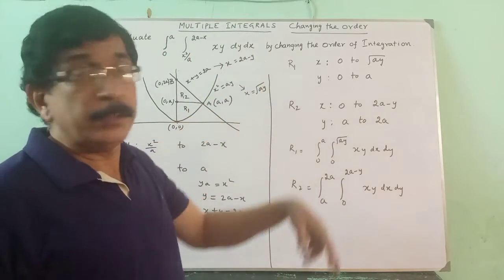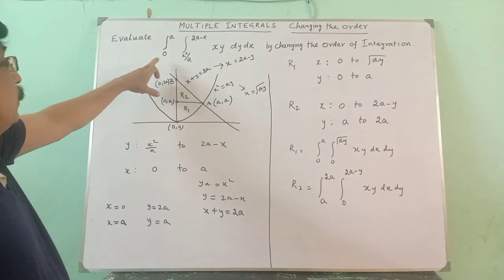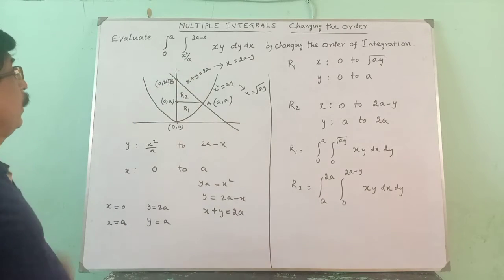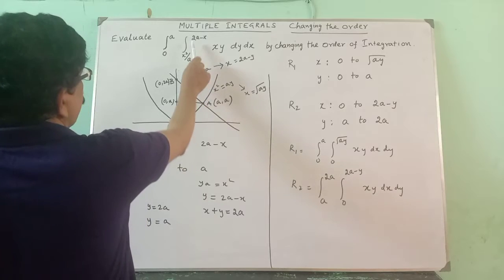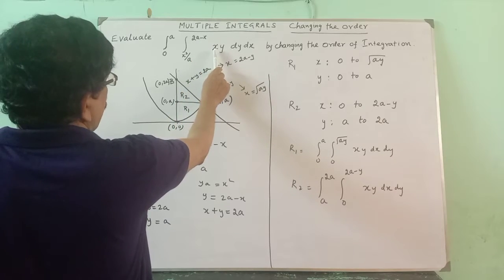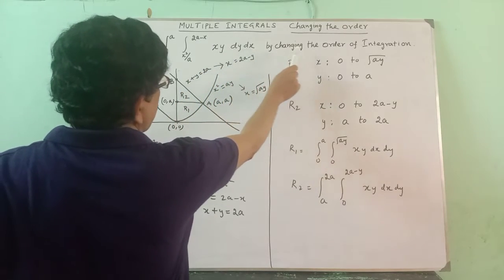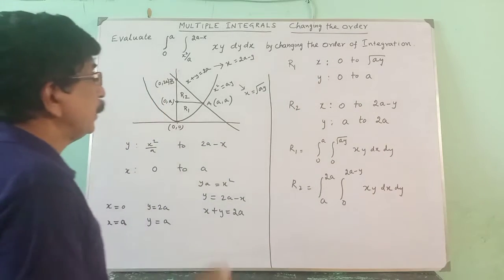Multiple integrals, changing the order. Evaluate the integral from 0 to a, integral from x square by a to 2a minus x, of xy dy dx, by changing the order of integration.